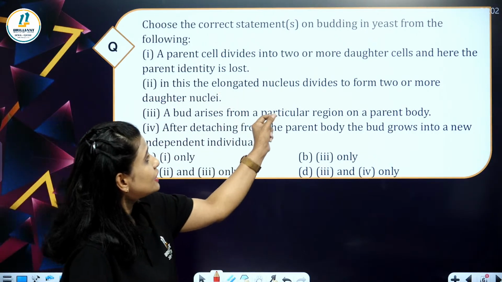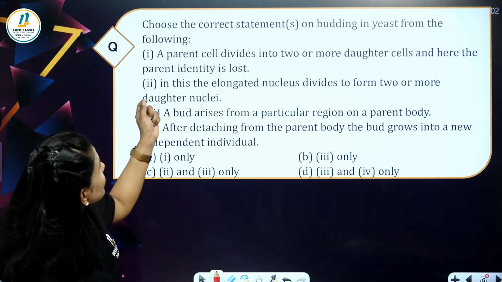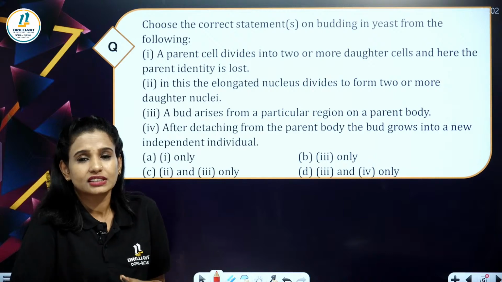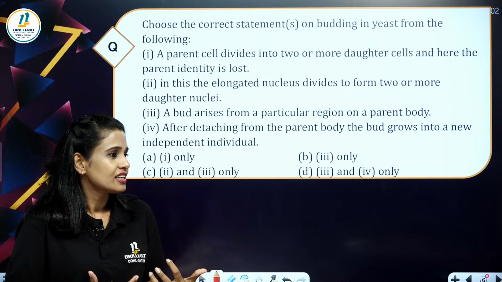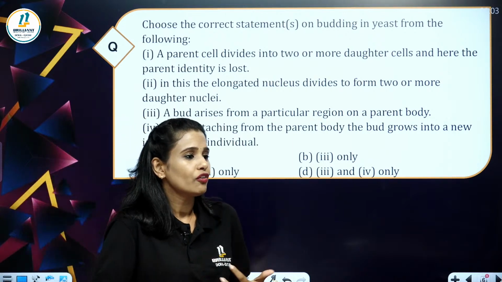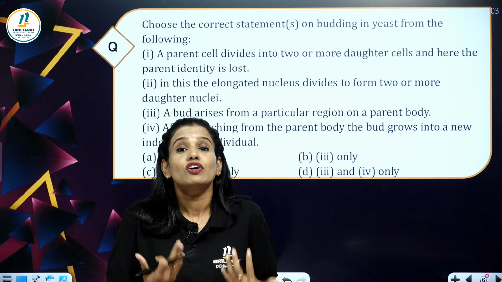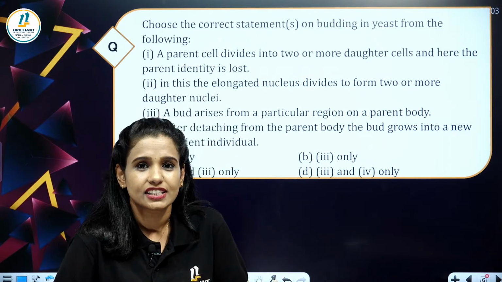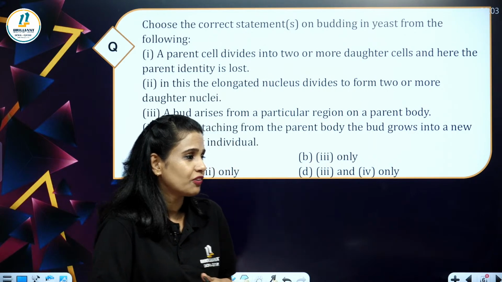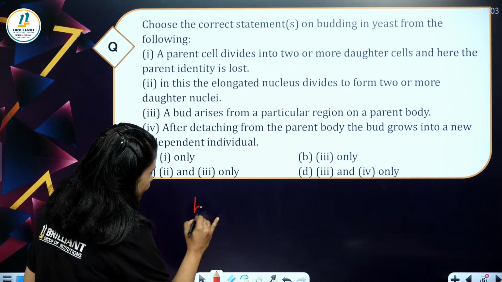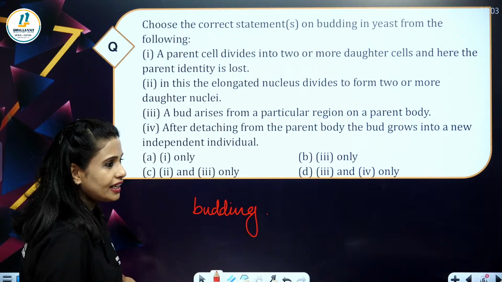Parent cell divides into 2 or more daughter cells, and here the parent identity is lost. Is that correct in the case of yeast? What kind of reproduction is yeast undergoing? Can you comment? It's budding, right? The type of reproduction found in yeast is budding.